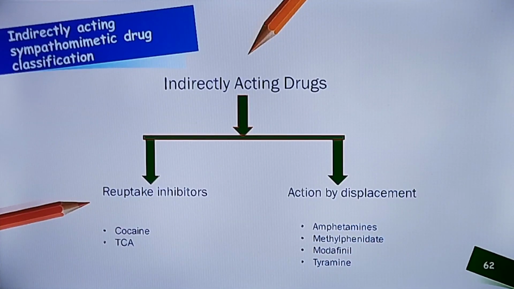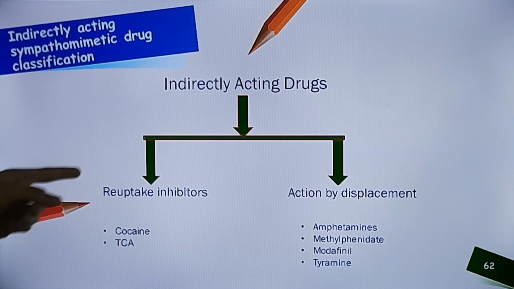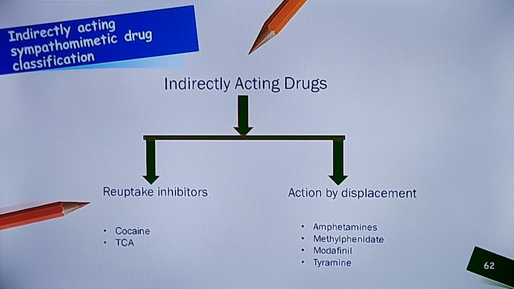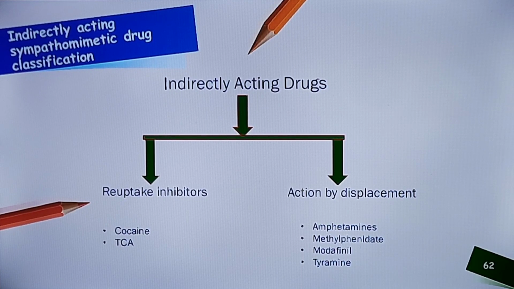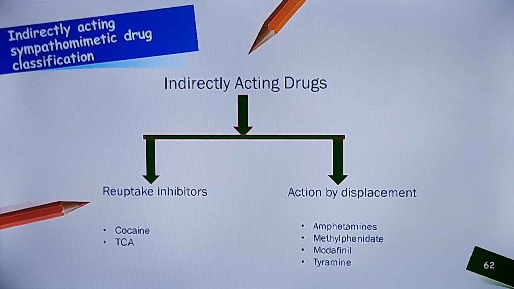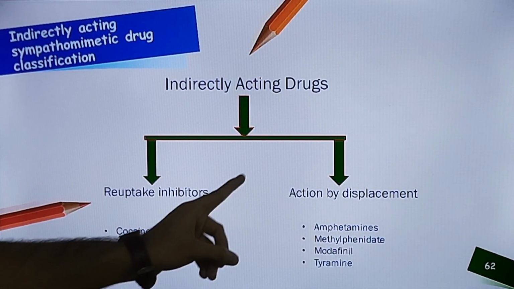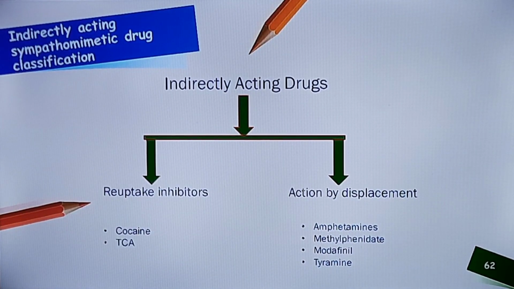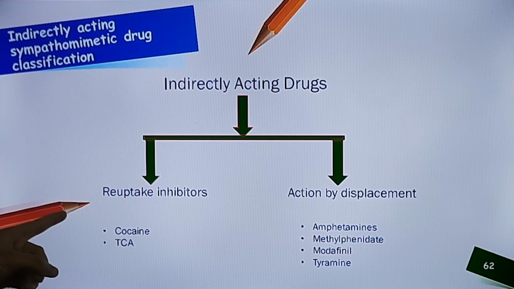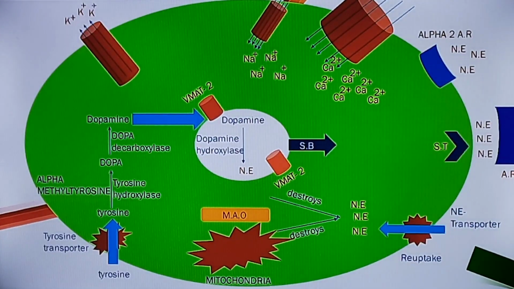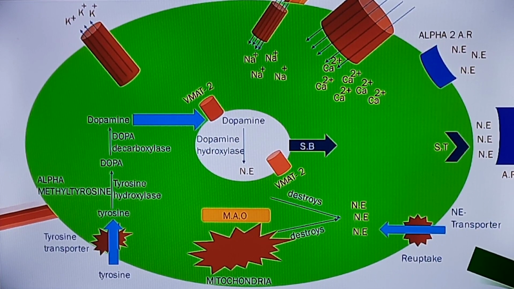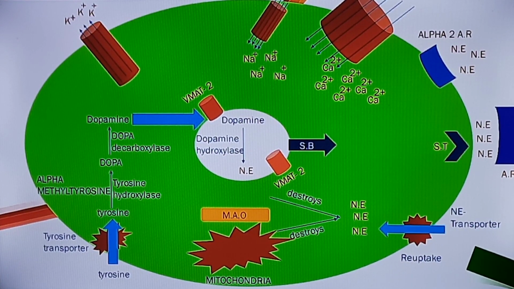When we talk about the classification of indirectly acting drugs, we can classify them into two main types. The very first one is reuptake inhibitors, and the second one is action by displacement. Now first, let us talk about reuptake inhibitors. As you can see on your screen, let's consider this green oval shape to be our nerve ending. This is our adrenergic nerve ending.